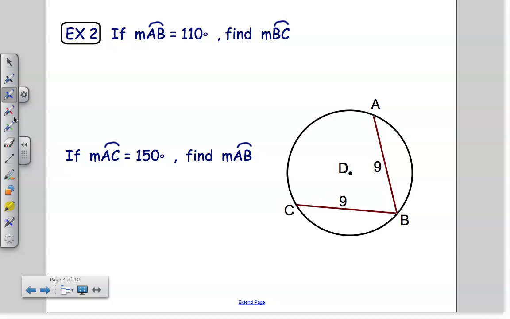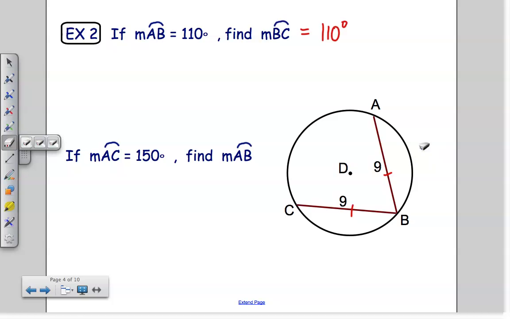In this example, if the measure of arc AB is 110 degrees, I'm going to mark that. Arc AB is here, and this is 110 degrees. Find the measure of arc BC, which would be this arc here. Well, notice these chords in this circle are both 9. So they're congruent chords. Therefore, their arcs are congruent and have the same measure, so arc BC would also have to be 110 degrees.